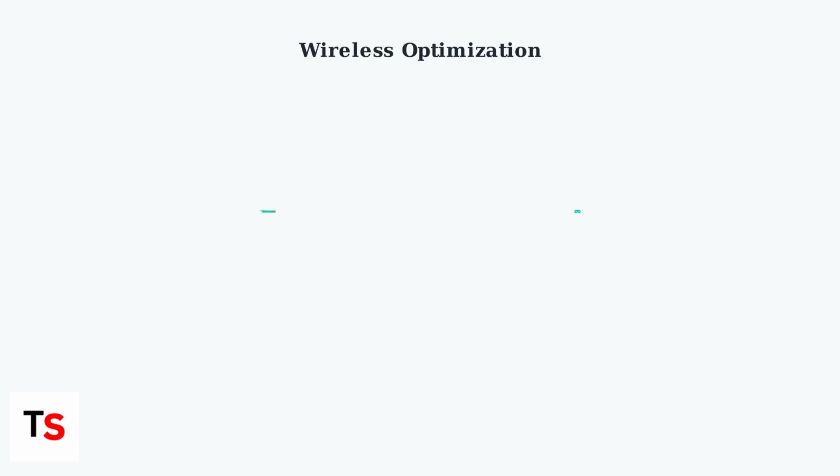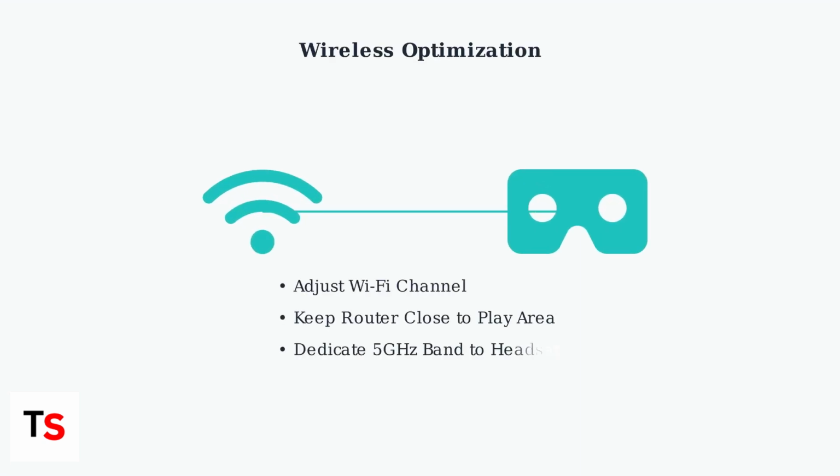For wireless AirLink optimization, focus on your Wi-Fi setup. Adjust your Wi-Fi channel to avoid interference, keep your router close to your play area, and dedicate your 5 GHz band exclusively to your headset.